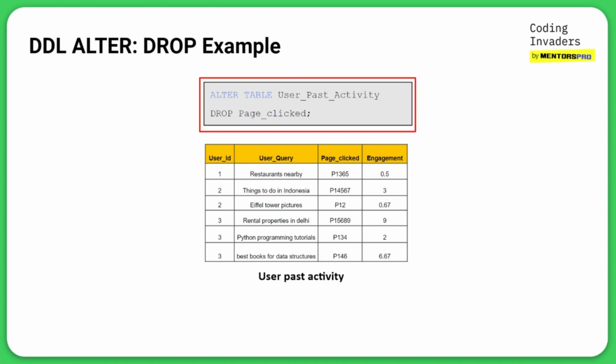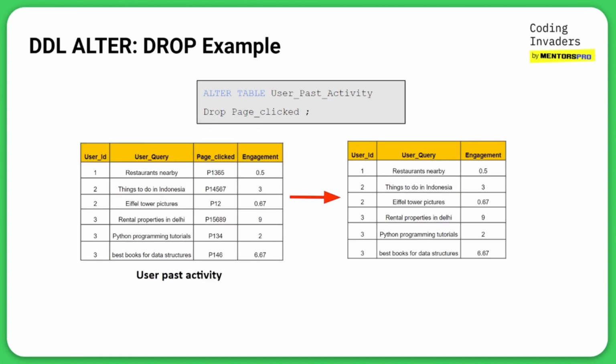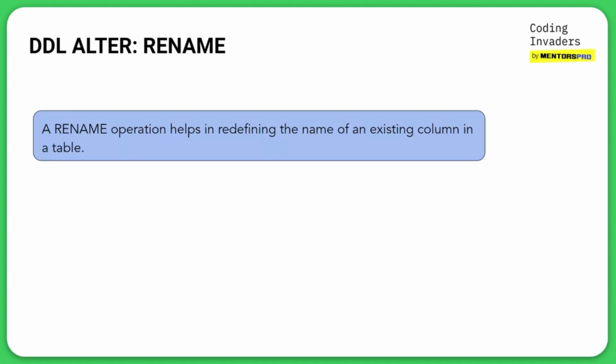The command starts with alter table, then the table name, that is user past activity, and then the keyword drop, and then the column name which we want to drop. After running the DDL, this is how the output will look. Now let us look at rename. This is used to change the name of the column. You can also change the table name using this operation.